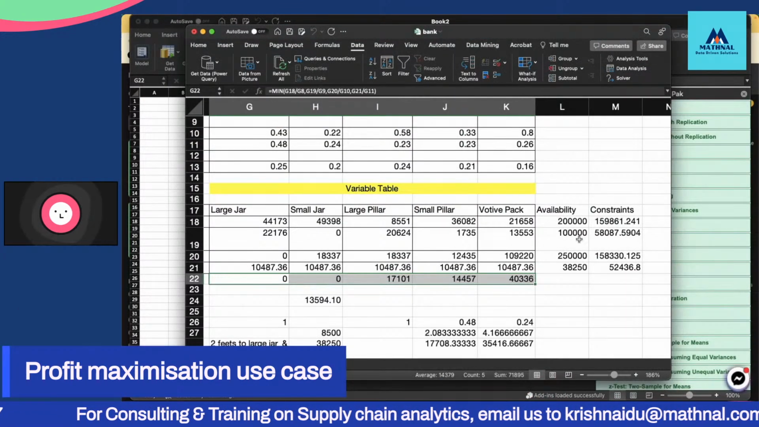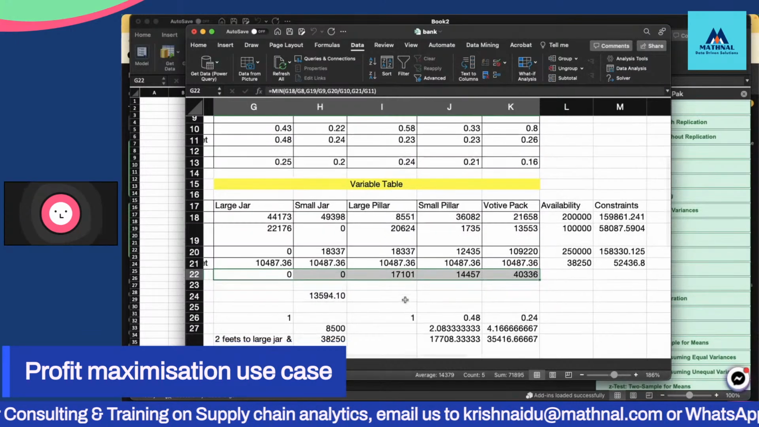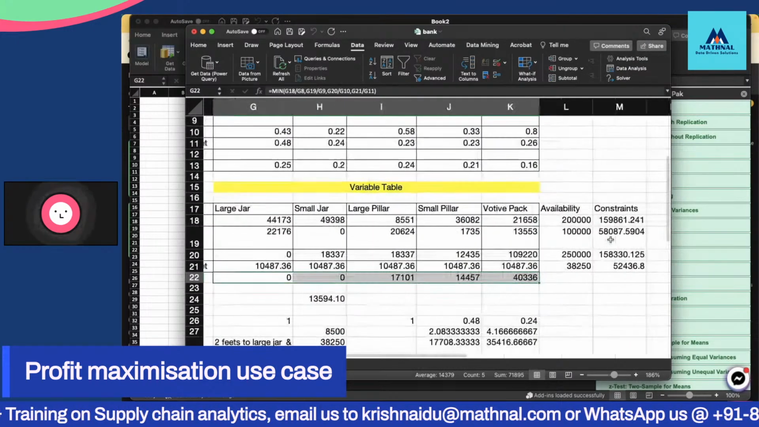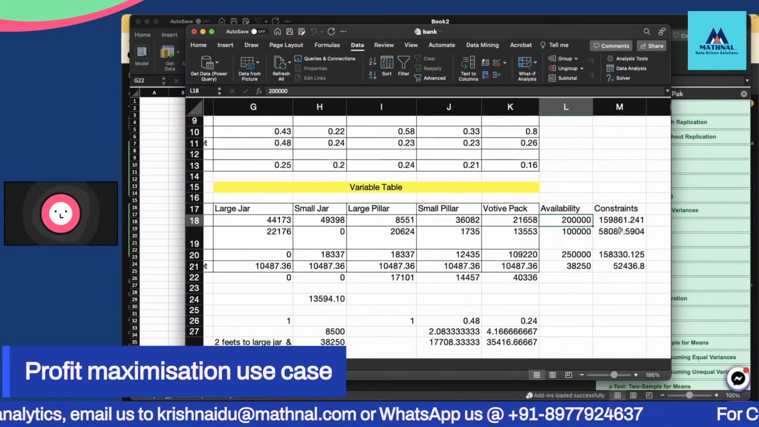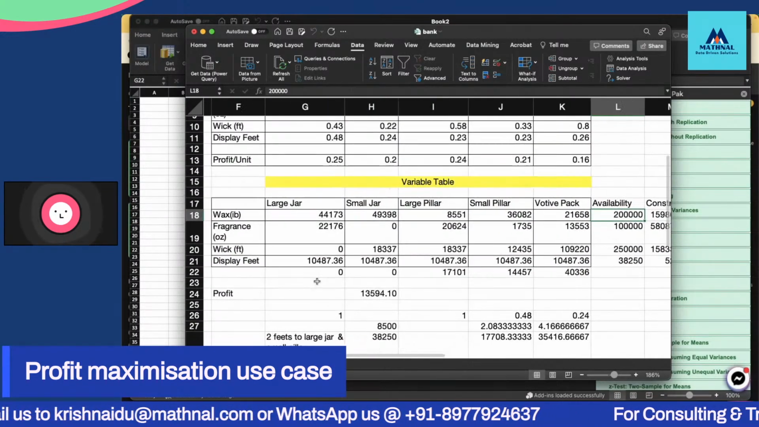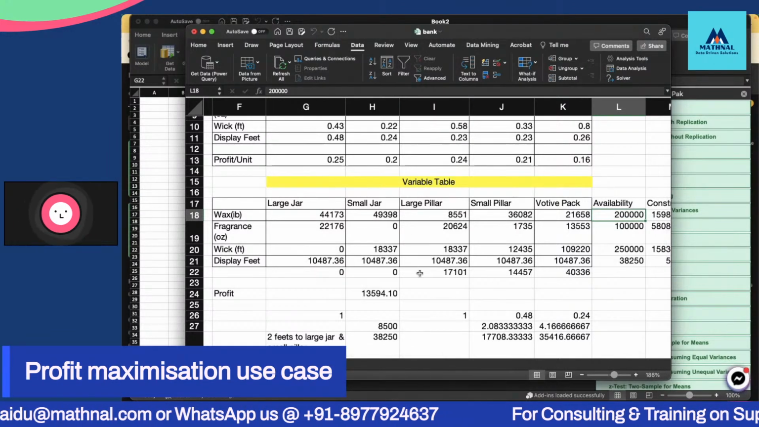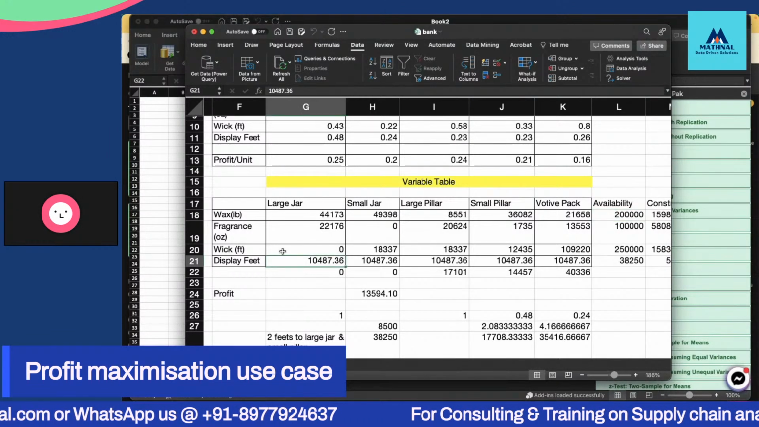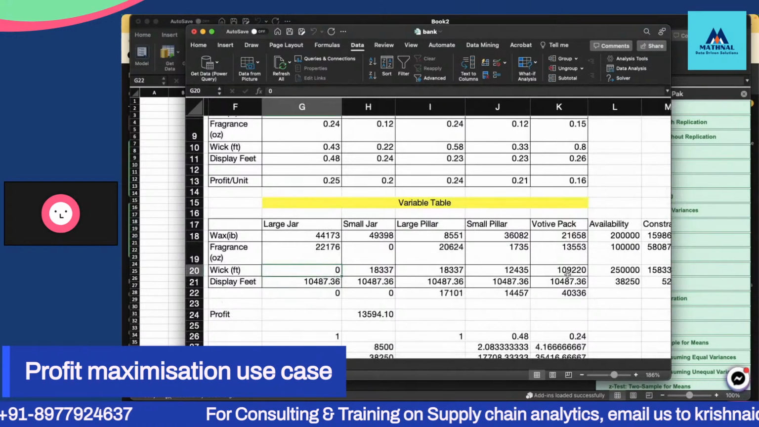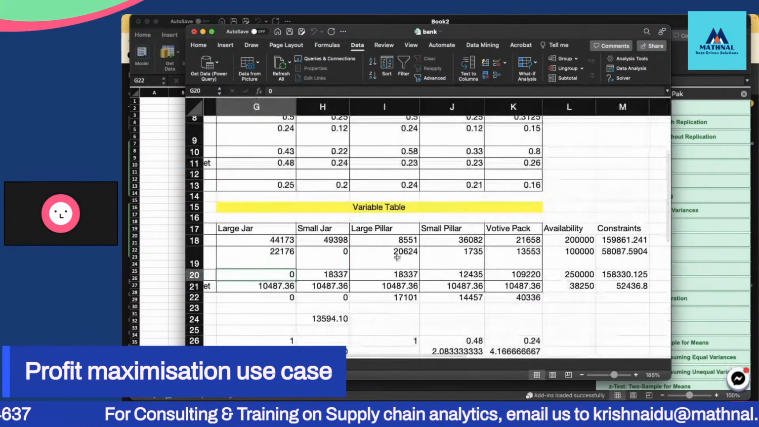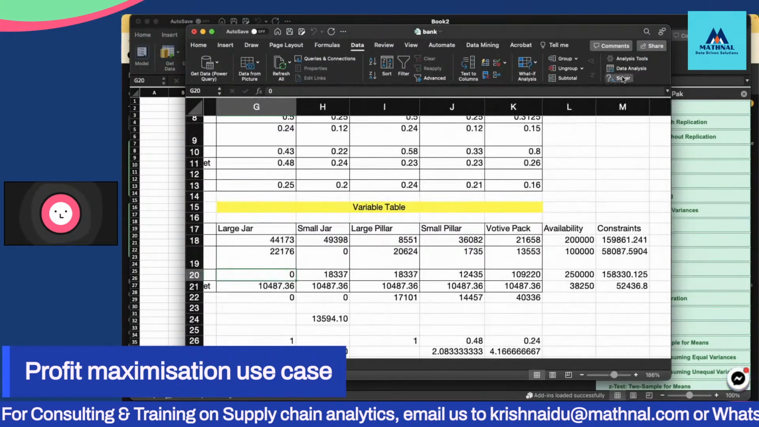Still we have not achieved because it is not equal to 20,000 or 200,000. You're getting 159,000. So still we have not reached that solution. So let's see once again what is the issue.